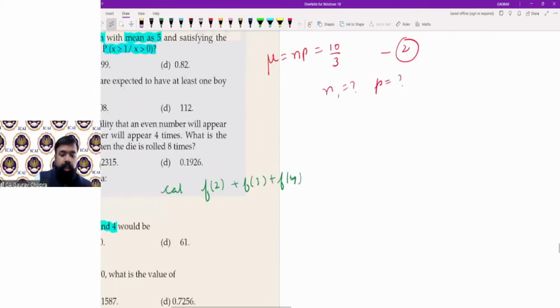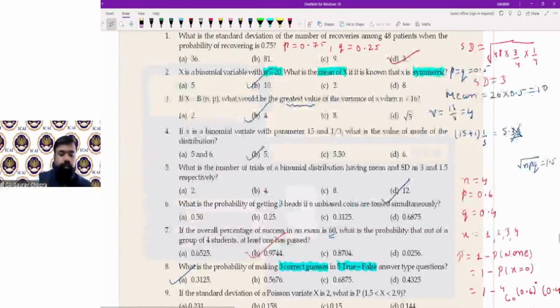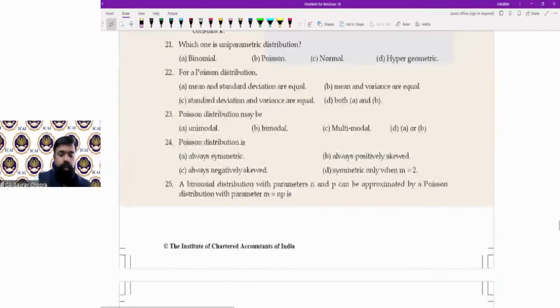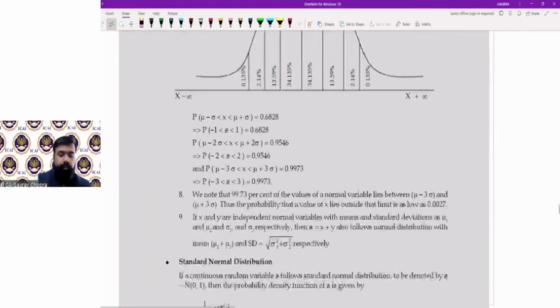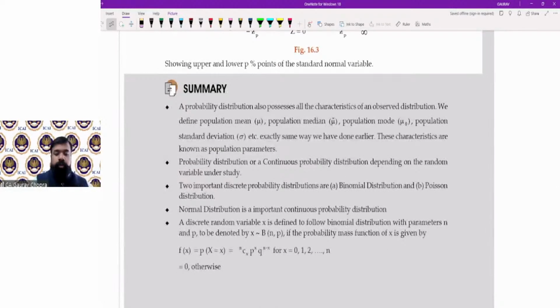So let us summarize what we have covered from the summary section. So here, this is the summary section. Probability distribution is divided into two parts: one is discrete, another one is continuous. Discrete is divided into two parts, binomial and Poisson distribution, whereas continuous has the normal distribution.